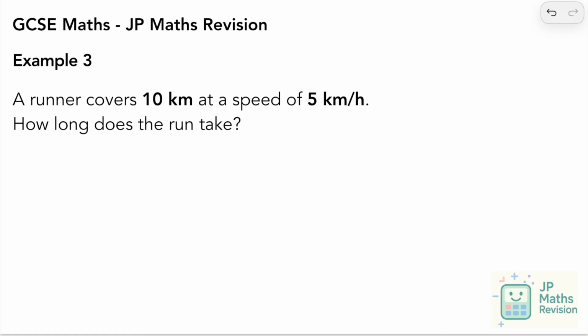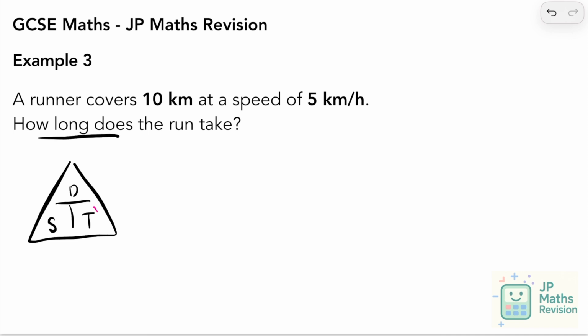Here's another example. A runner covers 10 kilometers at 5 kilometers per hour. How long does the run take? So again, we're going to use our triangle. We have speed on the bottom, distance on top, and time over here. So we're trying to find how long. So that means what was the time it took. So to work out time, we're going to do distance divided by speed.